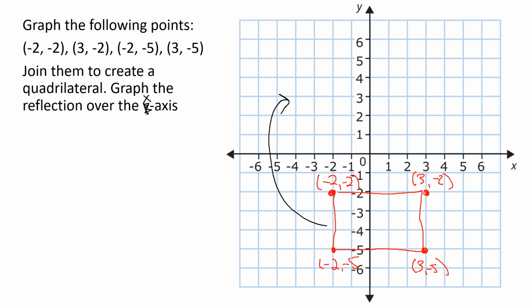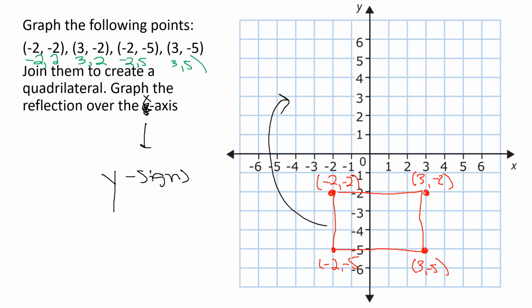Now remember, to graph over the x-axis, we change the y signs. Okay, so again, this is a misprint. That should be x. So instead of having -2, -1, we are going to change the y signs. So x stays -2, y becomes 2. X stays 3, y becomes positive. X stays negative, y becomes positive. X stays positive, y becomes positive.